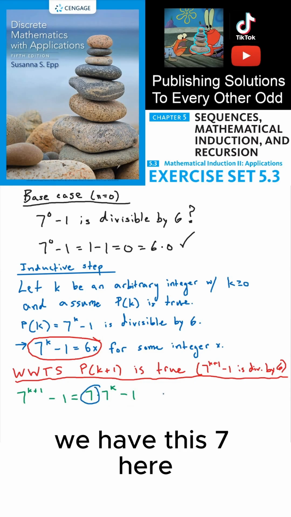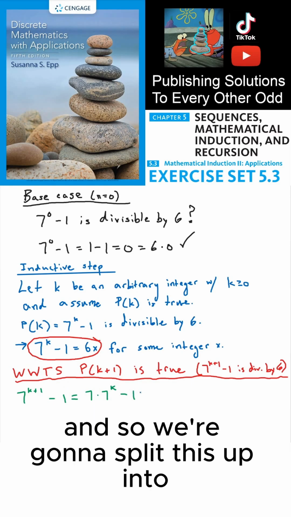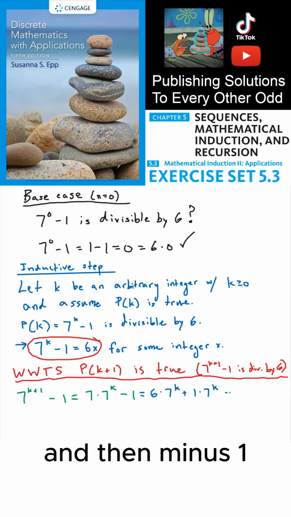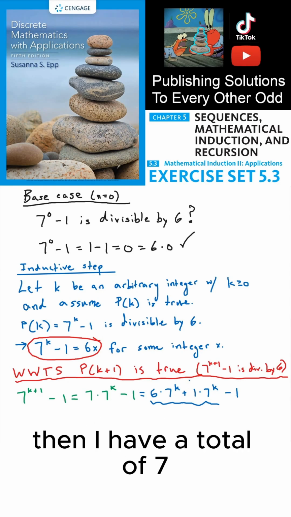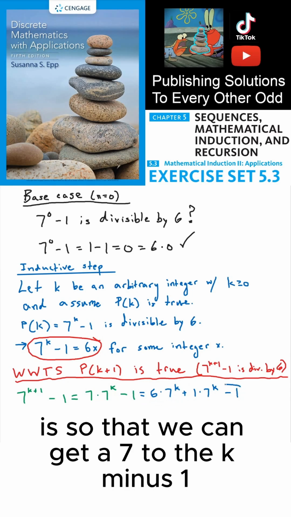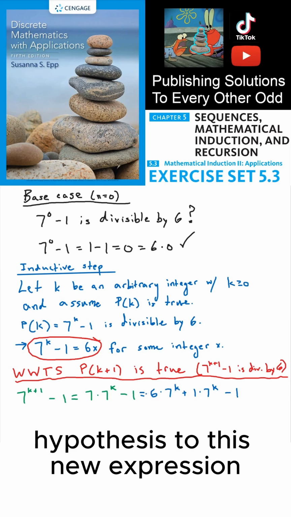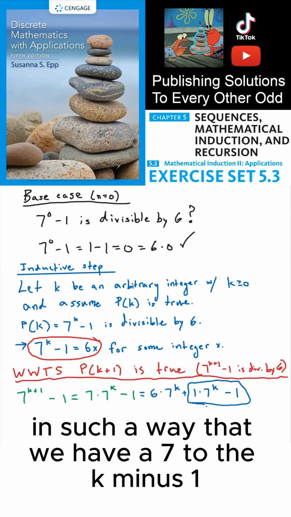However, we have this 7 here, and the 7 is not a part of the inductive hypothesis. And so we're going to split this up into a 6 times 7 to the k plus 1 times 7 to the k, and then minus 1. Since if I have 6 7 to the k's and I add another 7 to the k, then I have a total of 7 7 to the k's. But the reason why I write it like this is so that we can get a 7 to the k minus 1. And so now we'll be able to apply the inductive hypothesis to this new expression because we've simplified it in such a way that we have a 7 to the k minus 1.